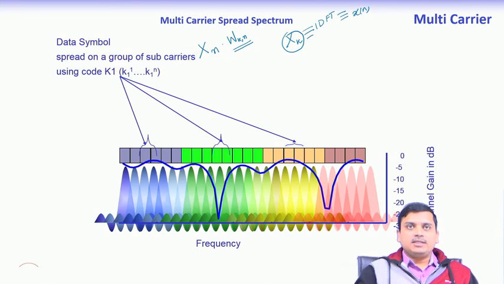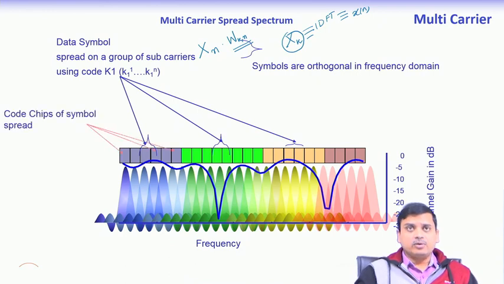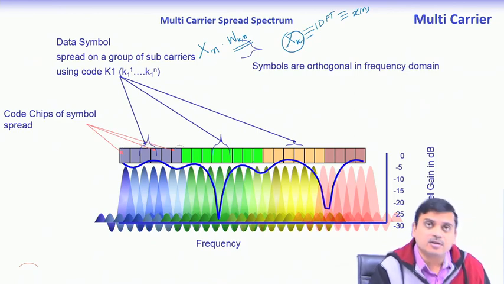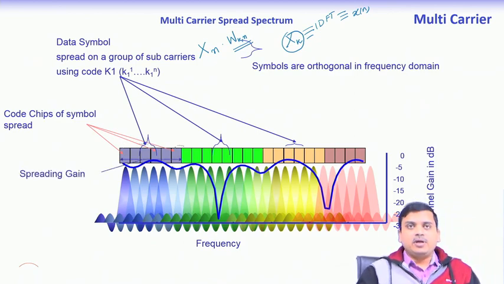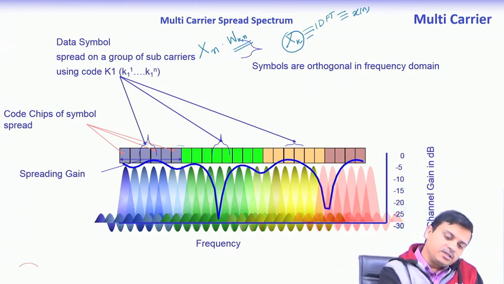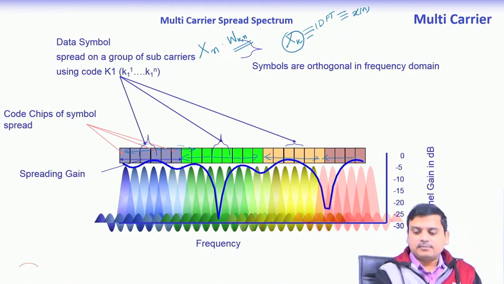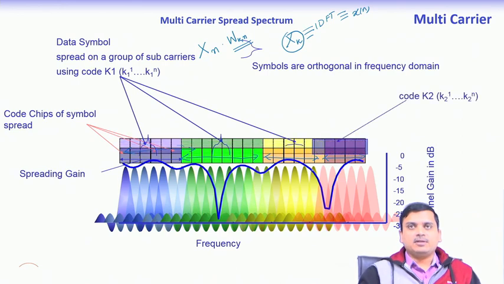So, what we see is that these are the data symbols which have been spread on a group of subcarriers, and they are orthogonal in frequency, and these are the chips of the spread. As we have said, let us say there is one symbol and this is spread across the entire set of subbands. And this is the spreading gain, because the same information is contained in this entire set, it is simply spread across the set of frequencies.